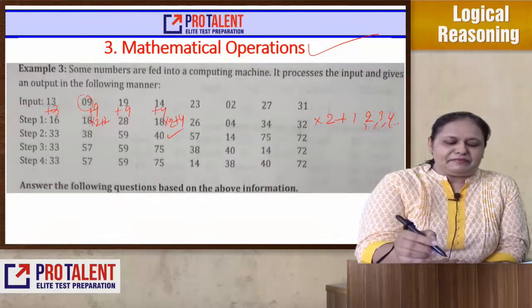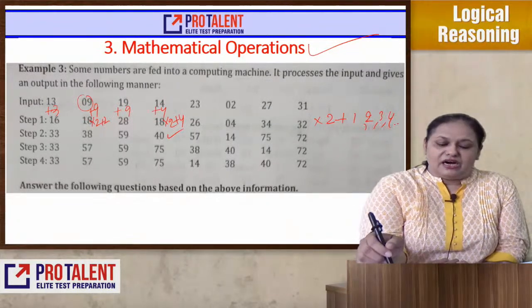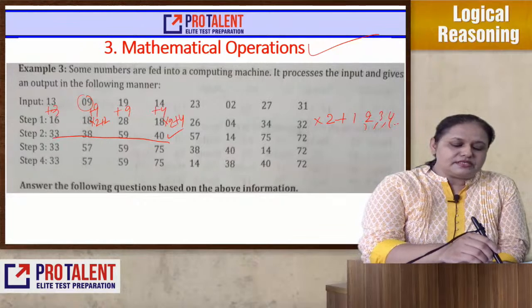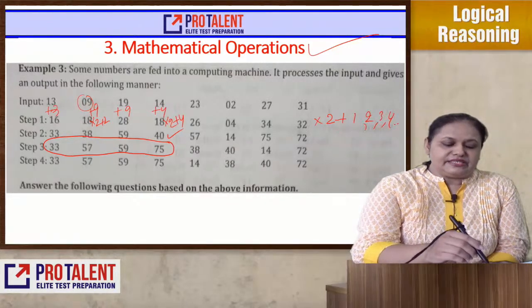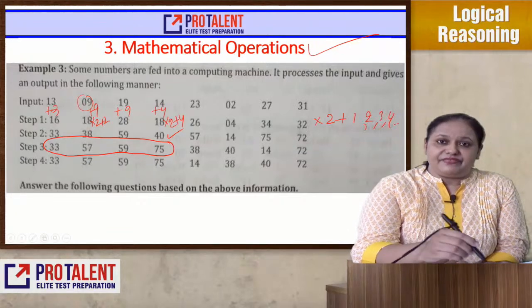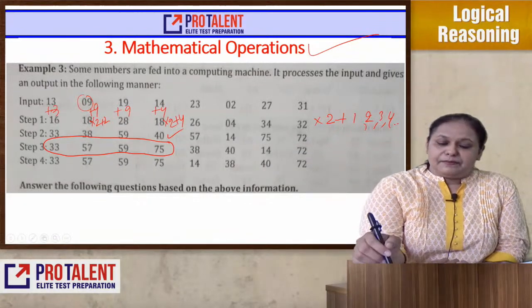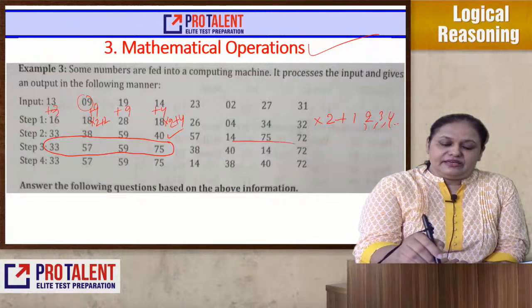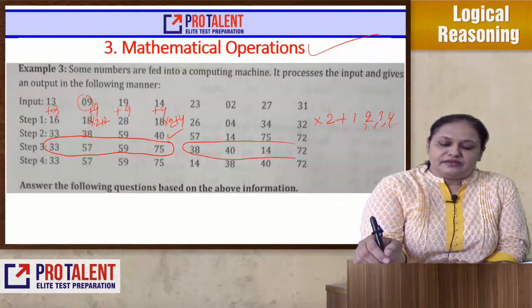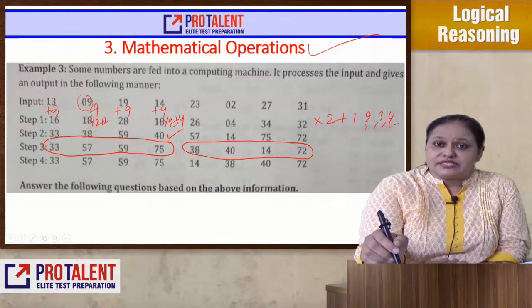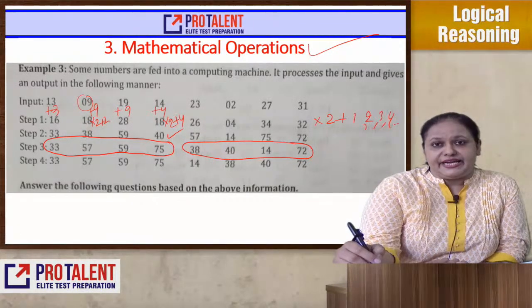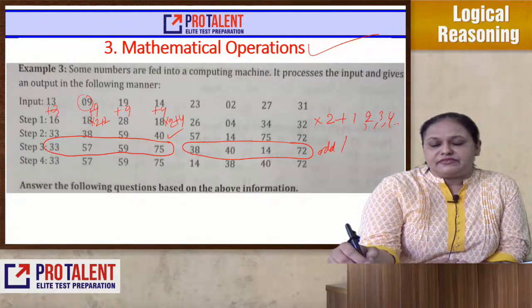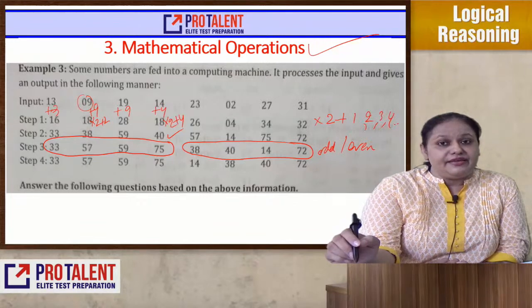Right, in step number 3 you can see that all the odd numbers are together, right? Fine, and 33, 57, 59, 75, they are in the ascending order, but automatically the evens are together, but they are not in the ascending or descending order in step 3. So in step 3 what we are doing, we are segregating, right? We are writing all the odds, and in another one automatically we are getting all the evens.